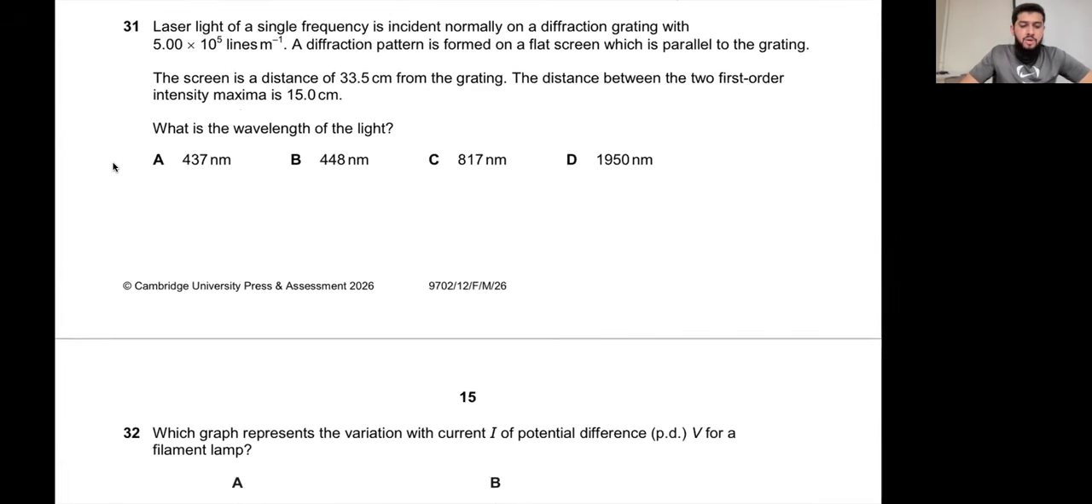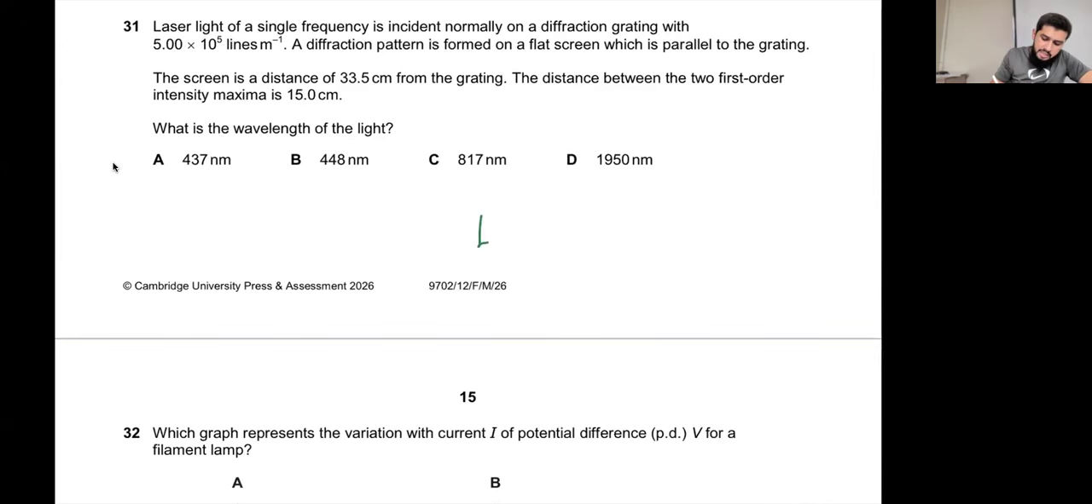Laser light of a single frequency is incident normally on a diffraction grating with 5 times 10 to the power 5 lines per meter. A diffraction pattern is formed on a flat screen. The screen is a distance of 33.5 centimeters from the grating. The distance between the two first order is 15 centimeters. What is the wavelength of light?